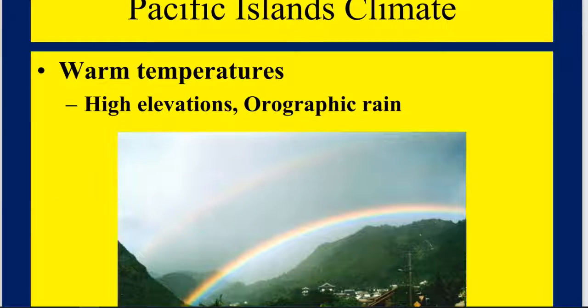Pacific Island climate summary here: warm temperatures, high elevations, orographic rain. Remember what that is? That is clouds that come in off the ocean. Heavy clouds filled with moisture hit the mountains, and the clouds are forced up higher because they're trying to pass over the mountains in the wind. They're forced into the colder atmosphere, and that colder atmosphere turns all the rain in those clouds to snow, just like the Rocky Mountains.